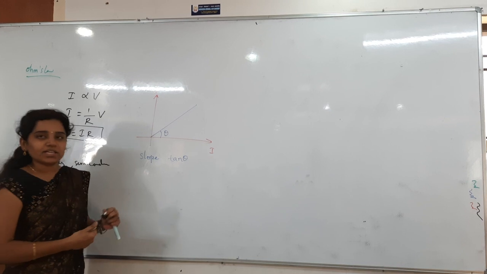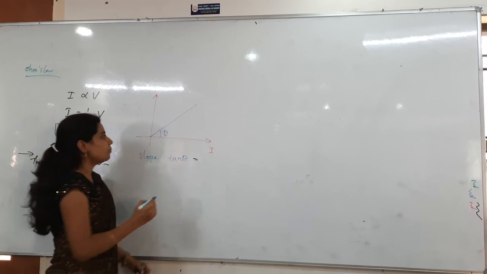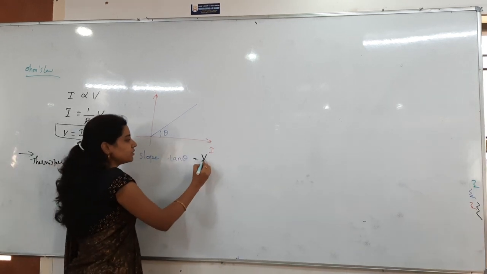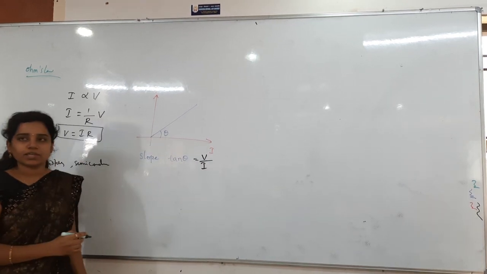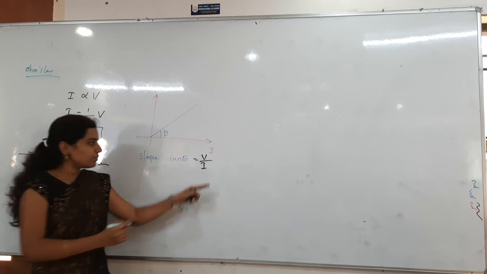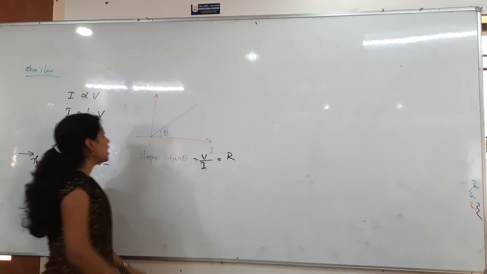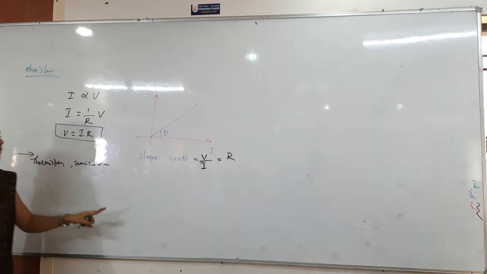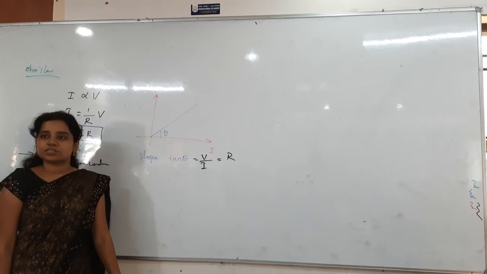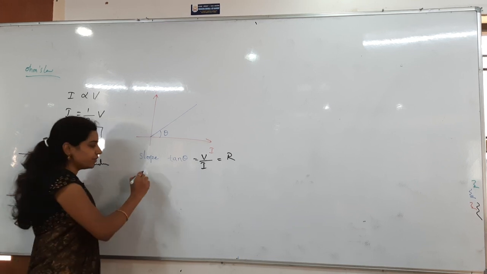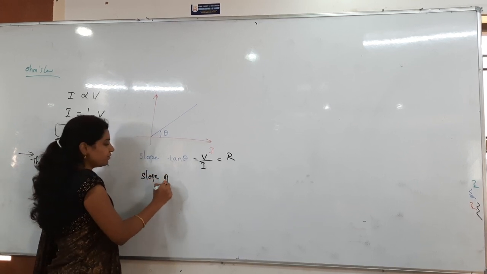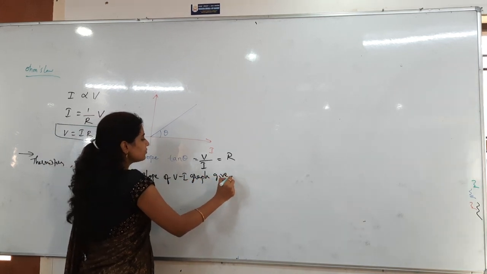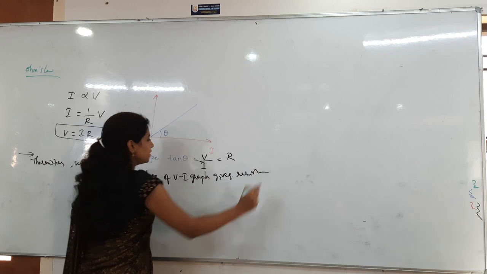So slope tan theta, what will you get? It is opposite by adjacent. Opposite here is V, and adjacent is I. So tan theta is V by I. Now this V by I is nothing but simply the resistance R. So the slope of the VI graph gives you the resistance. That is very, very important. Slope of the VI graph gives the resistance of the material.